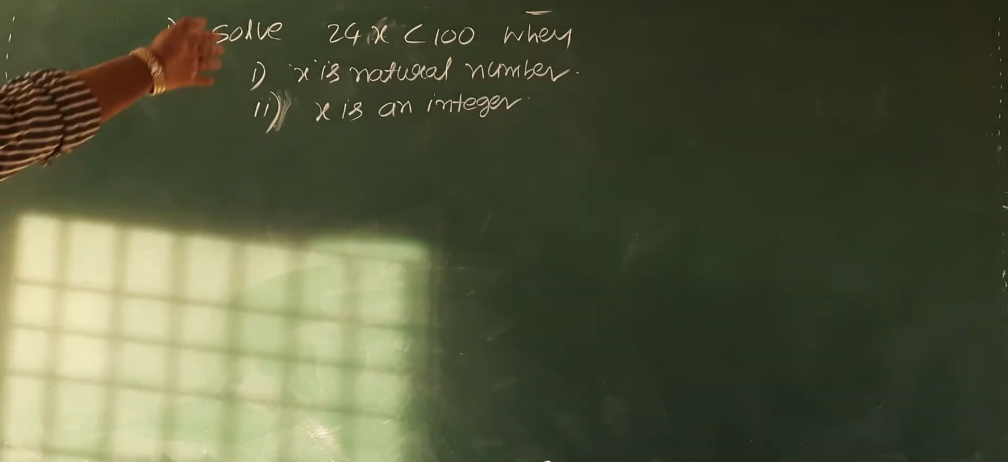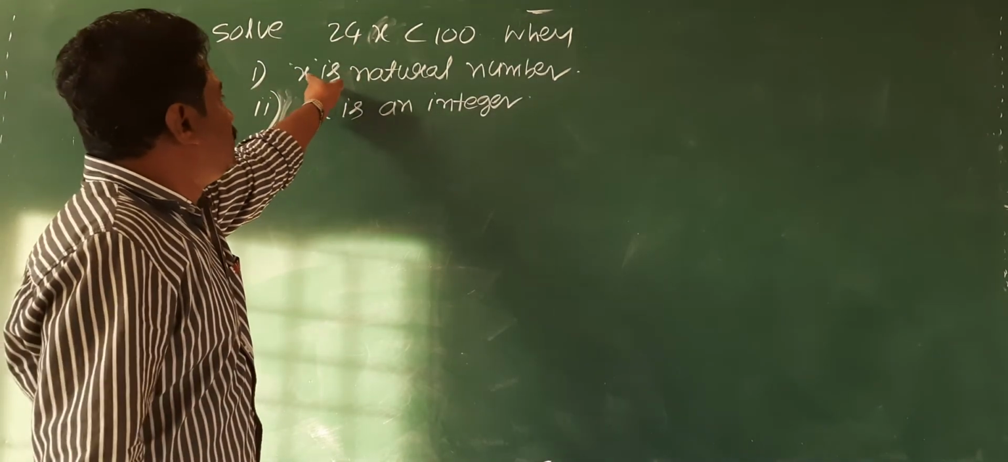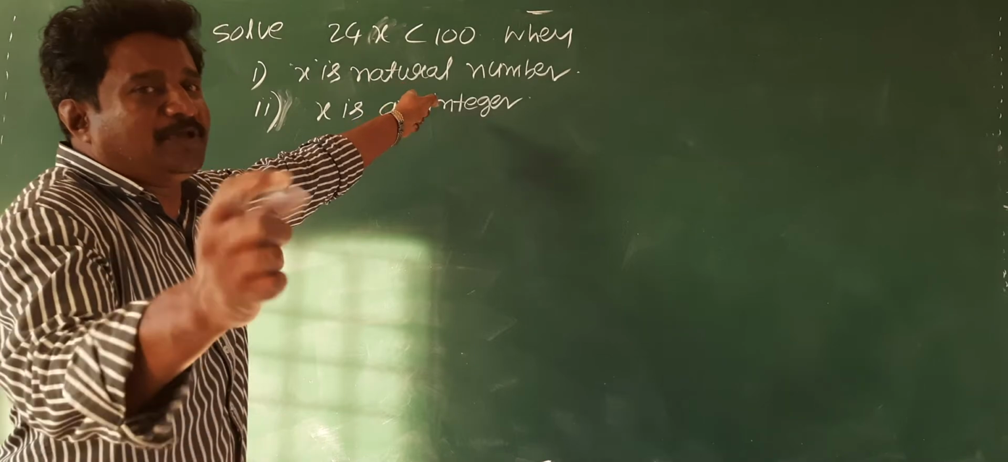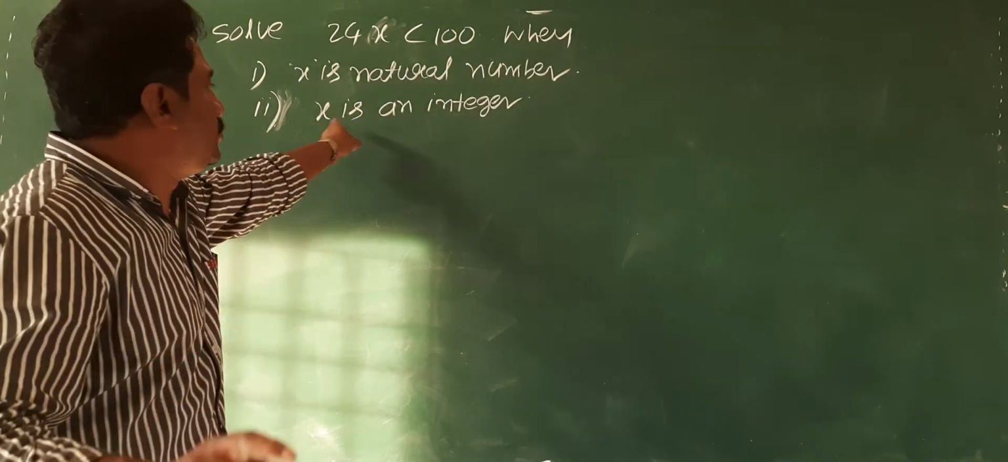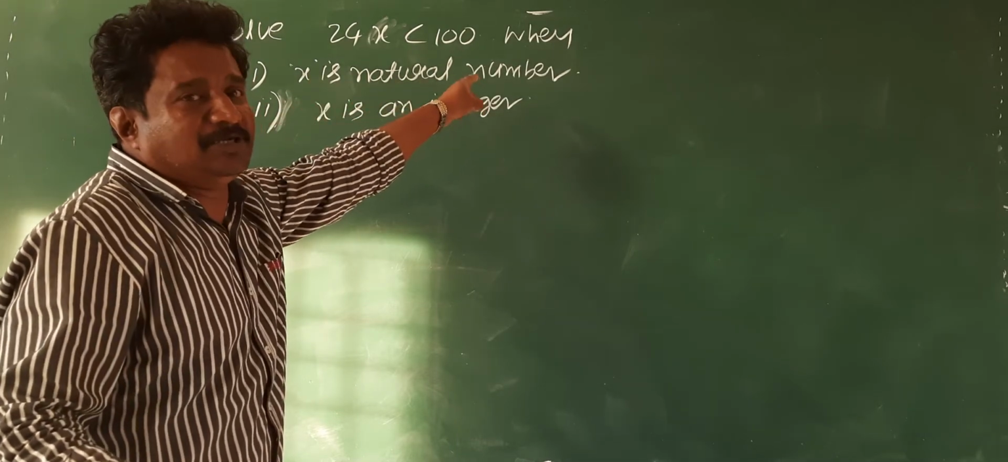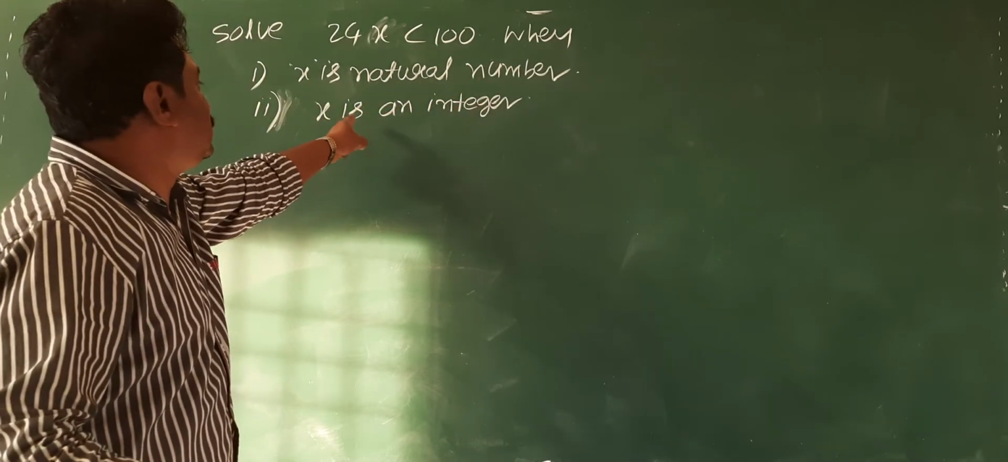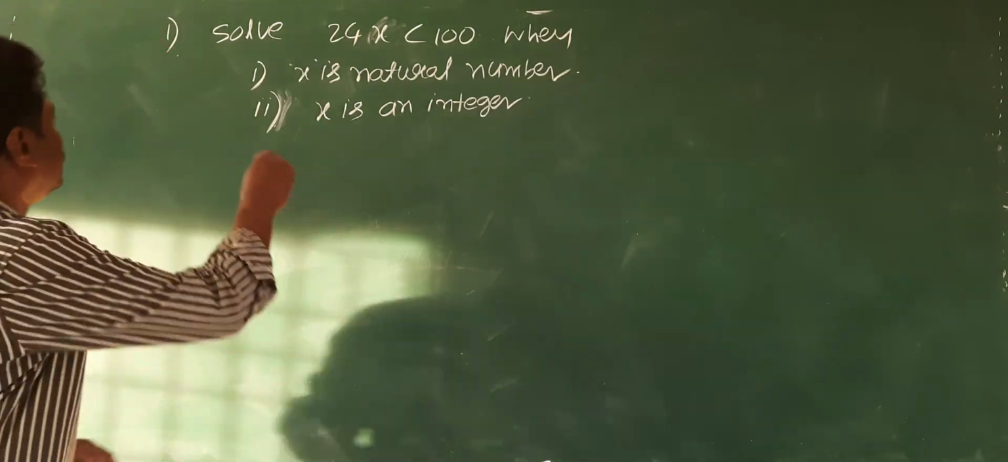Look at this one more simple question, students. Here the first question is the solution should be natural numbers. The second question is the solution should be integers. X value should be natural numbers. In the second case, case number 2, x value should be integers. Let us go for that.